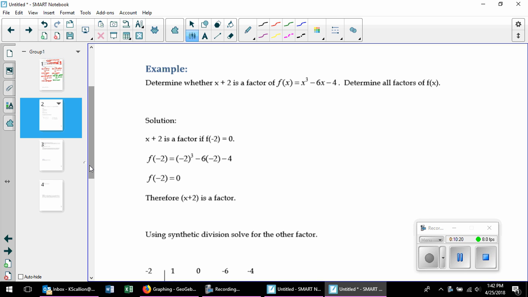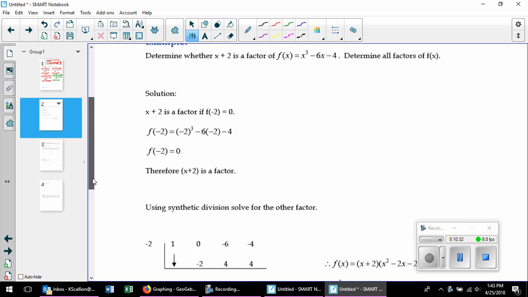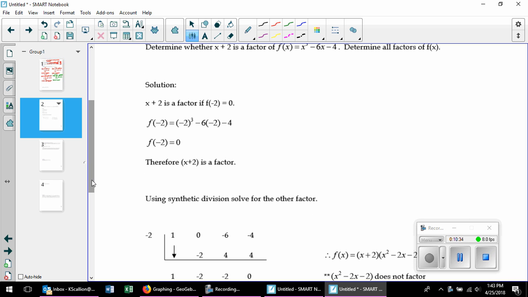Determine whether x plus 2 is a factor of this. Determine all the factors. Oh, I worked this all out for you. That's kind of neat. I really need to be less generous. So first of all, I got to check. I solved this using the remainder theorem, substituted in, it actually works. So it is a factor.